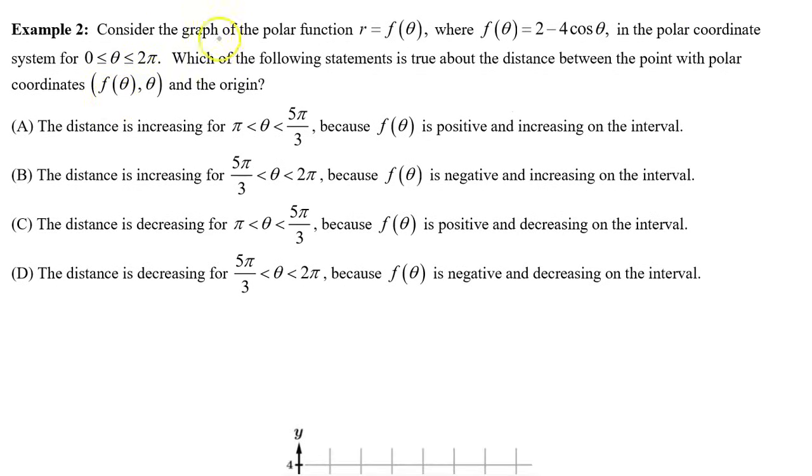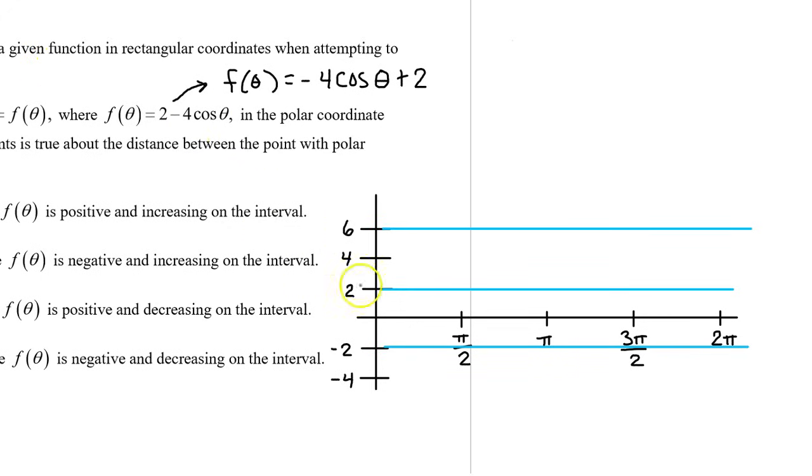Example 2. Consider the graph of the polar function r equals f of theta, where f of theta is equal to 2 minus 4 cosine theta in the polar coordinate system on the interval from 0 to 2 pi. Which of the following statements is true about the distance between the point with polar coordinates f of theta comma theta and the origin? Let's make a rectangular graph for f of theta.